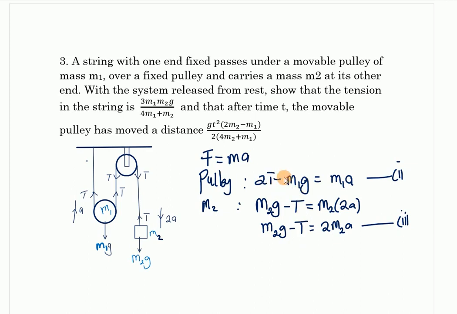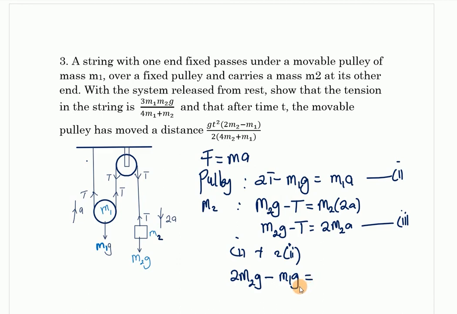When we look at equation 1 and equation 2, there is 2T and there is T. If I multiply equation 2 by 2, I shall have a 2T and a negative 2T. So let's say equation 1 plus 2 times equation 2. That will help us eliminate T, so that we can get the value of a. So we have 2m2g, that is for the m2, then plus the negative of that one, that is 2m2 minus m1 times g.